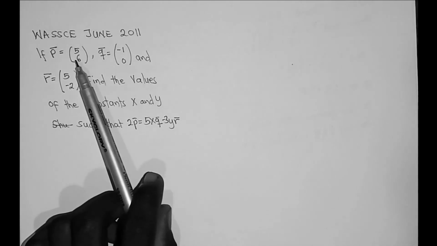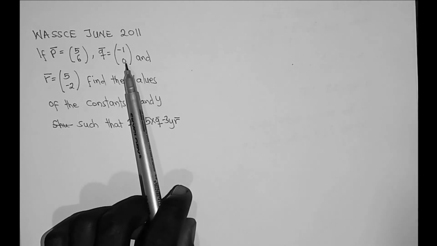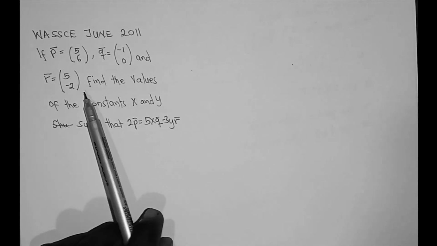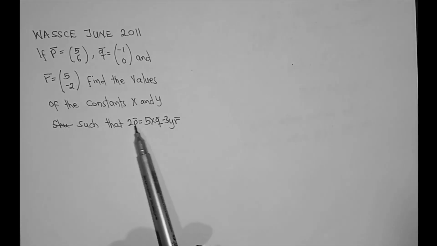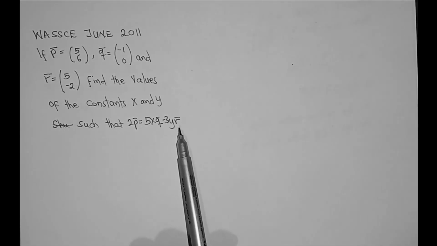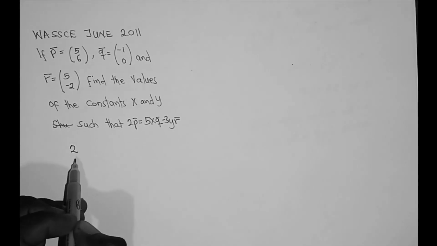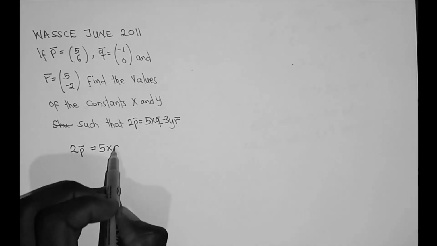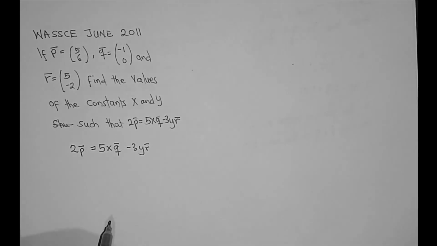If p equals column vector (5, 6) and q equals column vector (minus 1, 0) and r equals column vector (5, minus 2), find the values of the constants x and y such that 2p is equal to 5xq minus 3yr. So the equation is 2p equals 5xq minus 3yr. So we are going to find the values of x and y.